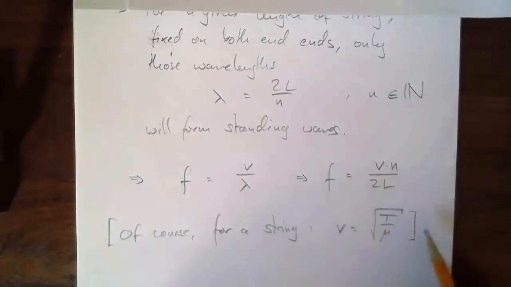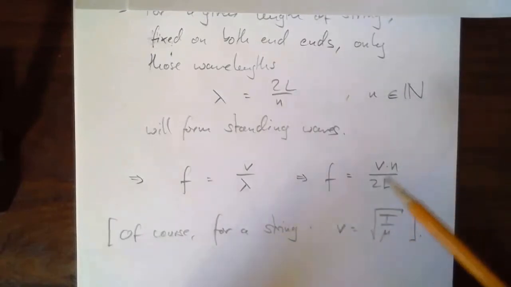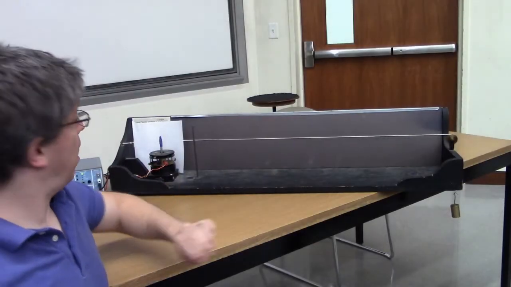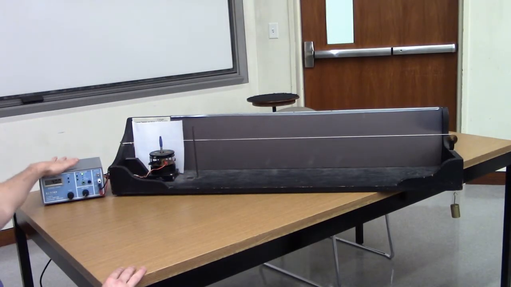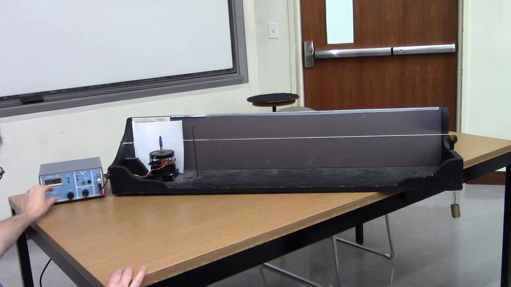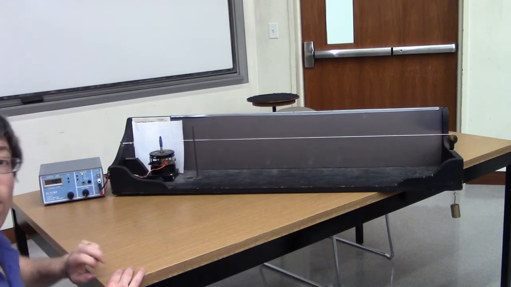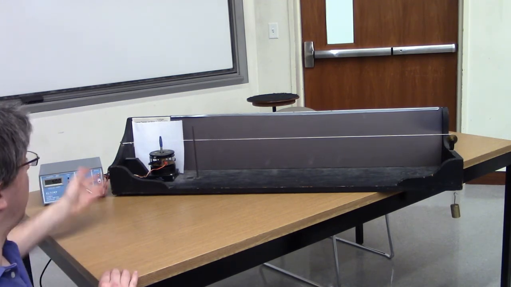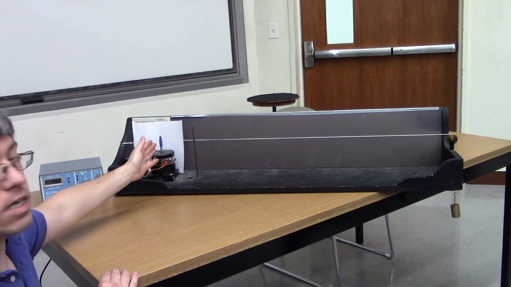Alright, let's look at this in action. It sounds very abstract, hopefully it made sense, but let's actually look at it in action. The setup I have is a frequency generator here that creates a vibration in this device at a frequency that I can set. I can change those knobs here, and I want to get any frequency from essentially 0 to 1,000 hertz and beyond, but we're not going to go that high.